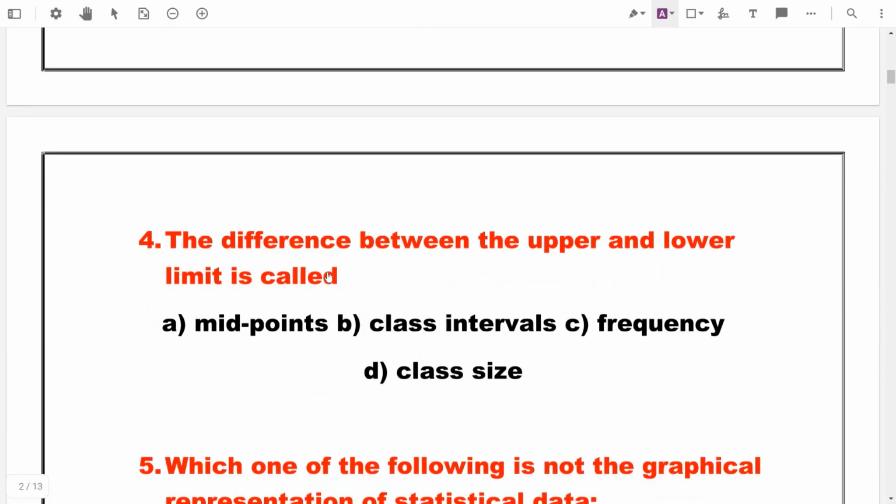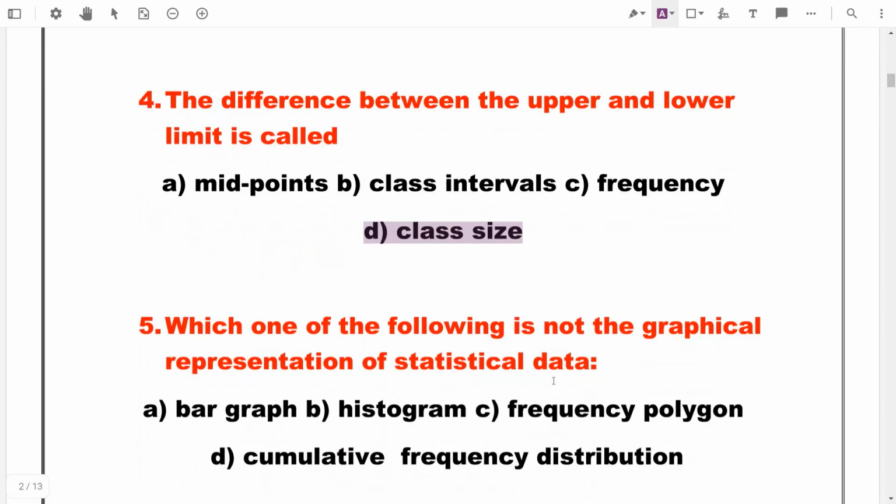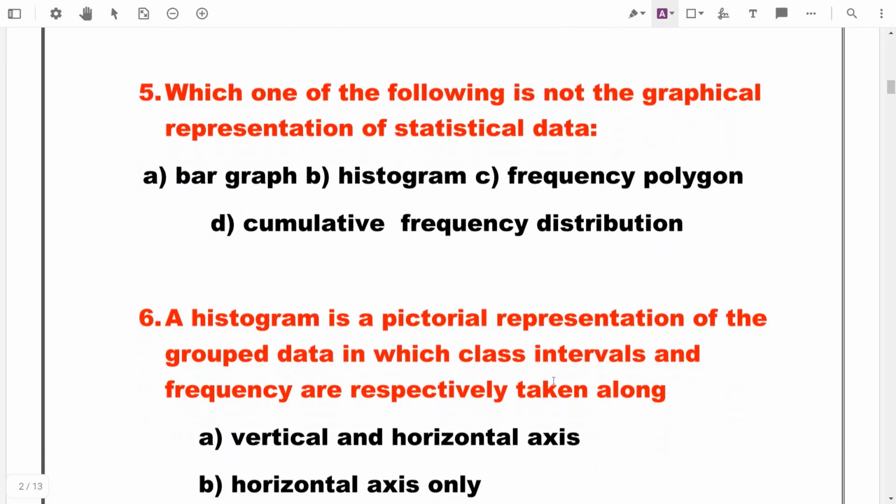Fourth question. The difference between the upper and lower limit is called midpoints, class intervals, frequency, class size. Answer class size. Fifth question. Which one of the following is not the graphical representation of statistical data? A. Bar graph, histogram, frequency polygon, cumulative frequency distribution. Answer cumulative frequency distribution.